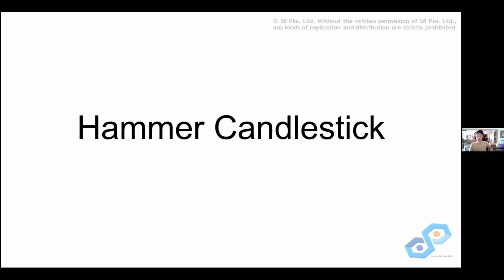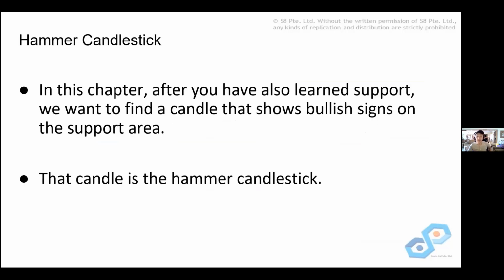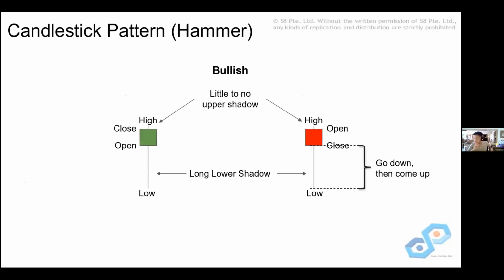The first one we're going to talk about is called hammers. We know where is support. We know where is resistance. We know that we are looking for signs of strength at support, and we are looking for signs of weakness at resistance. The first sign we are talking about involves just one type of candle, a single candle, and that is called a hammer.